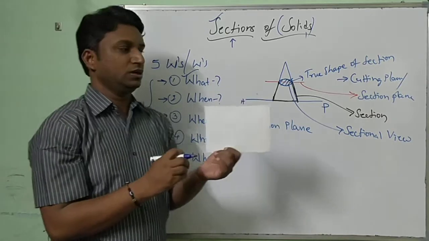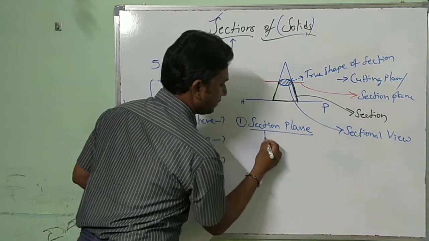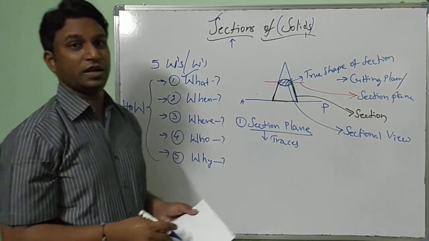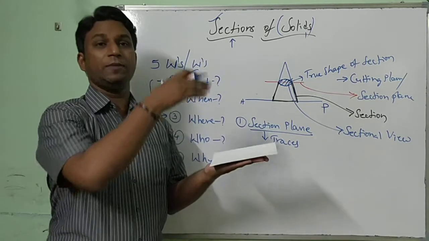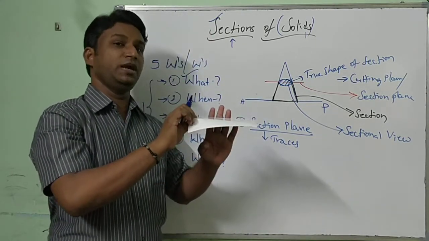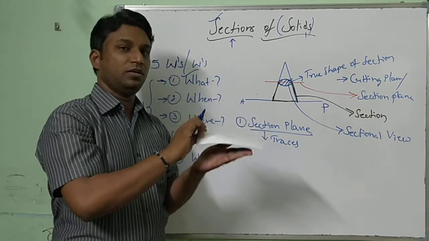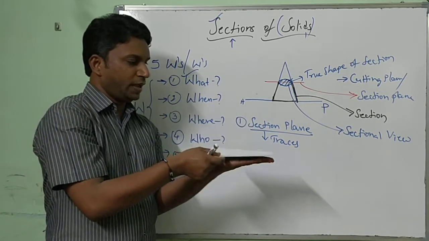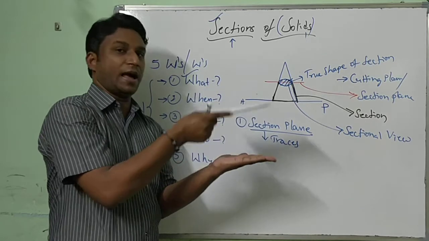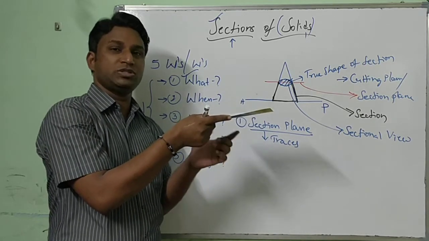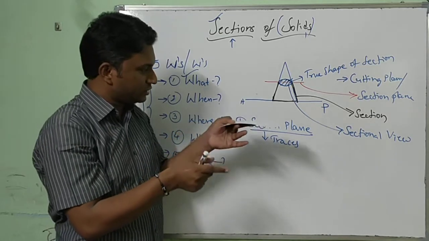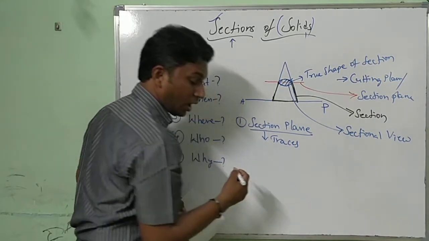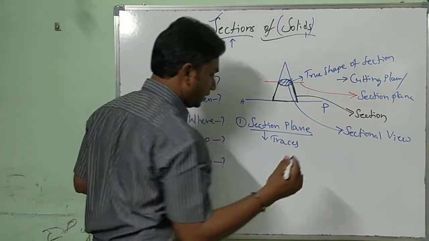How to represent this? This section plane is usually represented with the help of its traces. What are traces? A trace is the imaginary line which will be observed on the plane at the intersection. Now this horizontal section plane, the cutting plane, is parallel to HP. Parallel to HP means no horizontal trace. If you take it back, it will form which trace? Vertical trace.